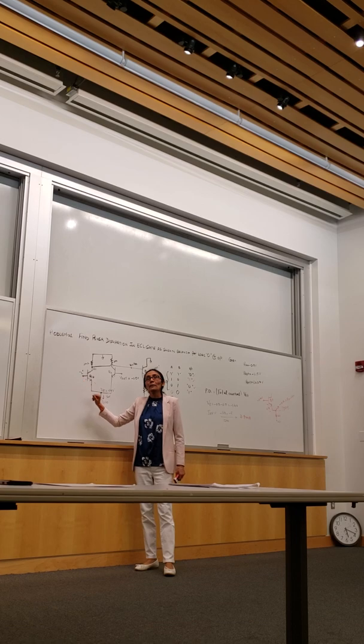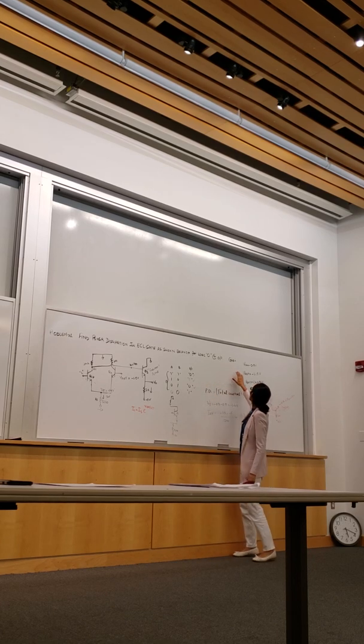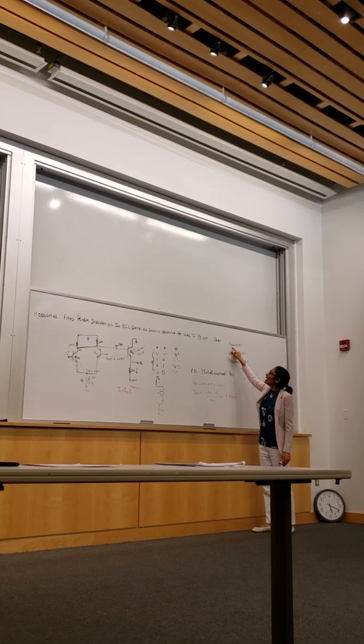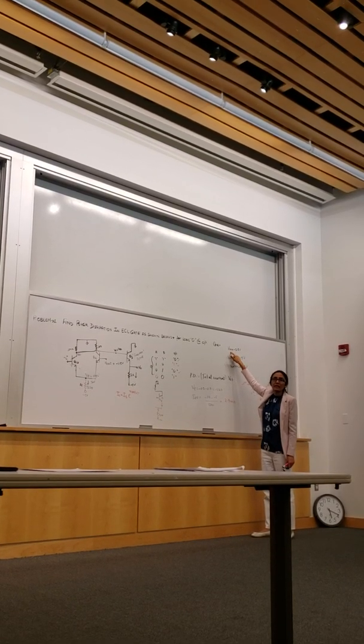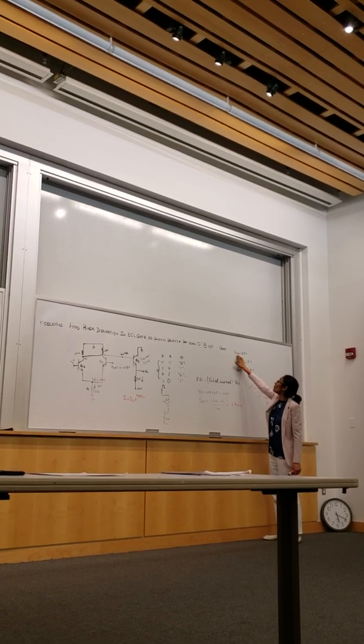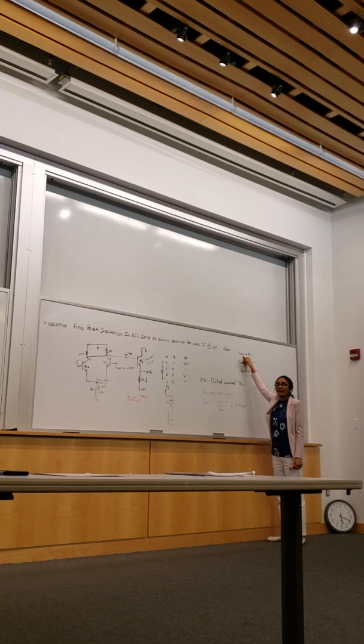But the problem here is in ECL, your logic levels are not clearly defined. So these values are given. So I shouldn't write VIH because that's the minimum voltage. But let's say your high voltage at the input is negative 0.7 volts, right?